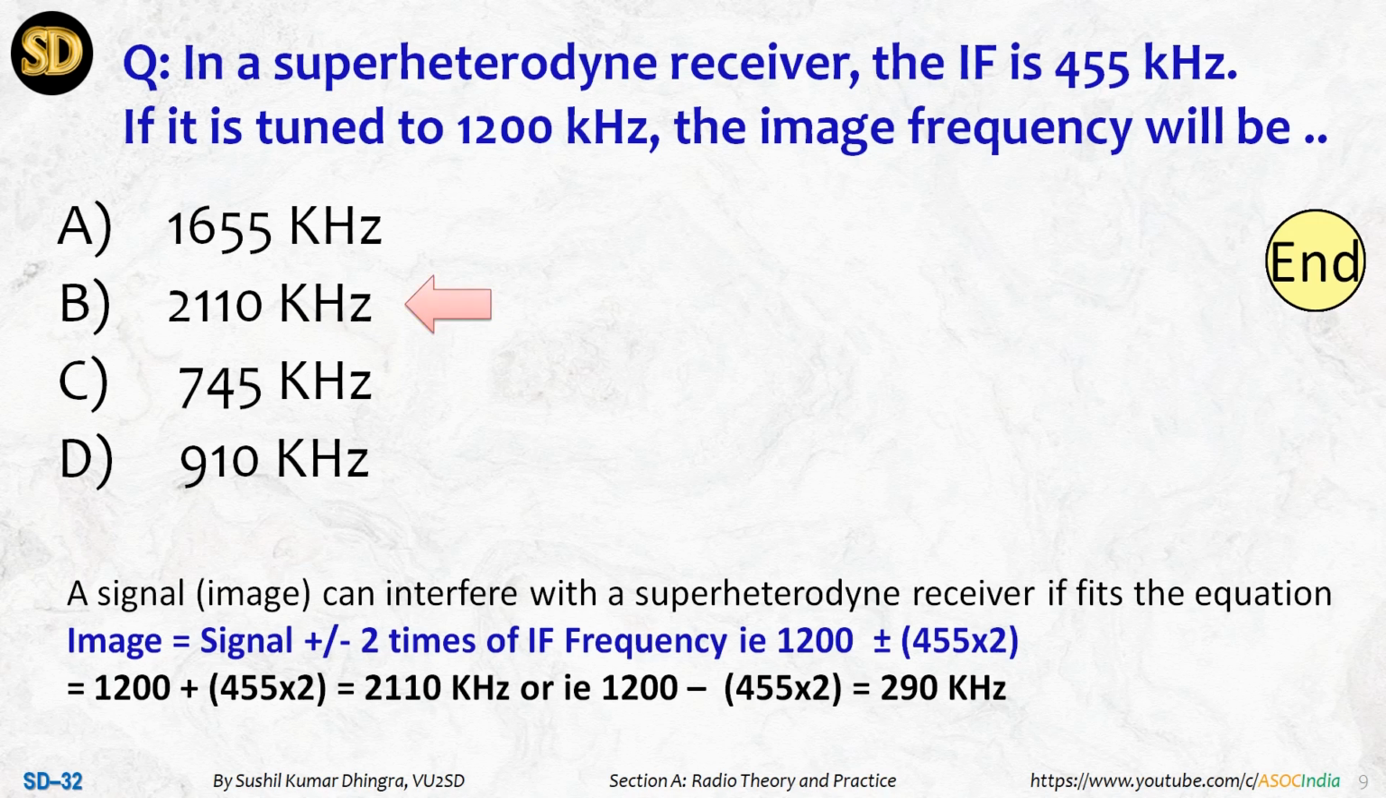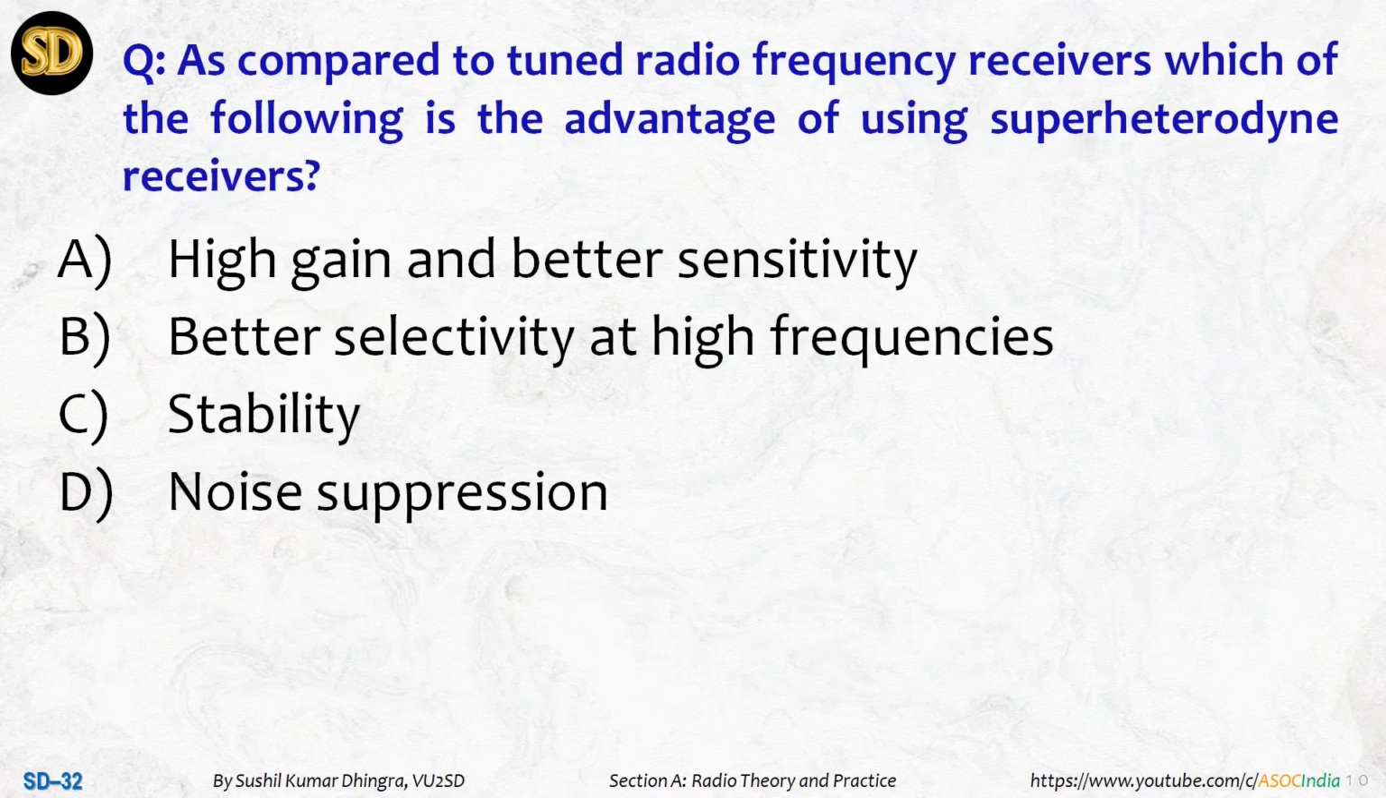Next question. As compared to tuned radio frequency receiver, which of the following is the advantage of using superheterodyne receiver? High gain, better sensitivity, better selectivity at high frequency, stability, noise suppression. Your time starts now. Yeah, high gain and better sensitivity is the best answer.